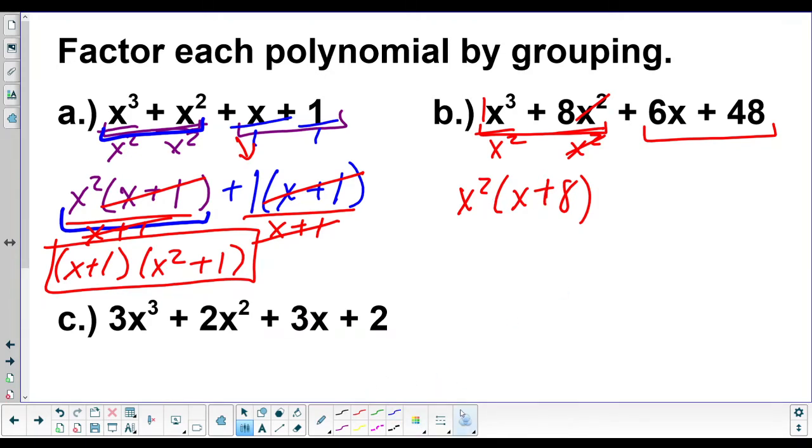Now, we do the same here. 6 goes into 6 and 48. So we're going to take out the GCF of 6. So we're going to put plus 6 because the 6 is positive. And then we're going to divide. These cancel, and we have just x. 6 goes into 48 8 times.